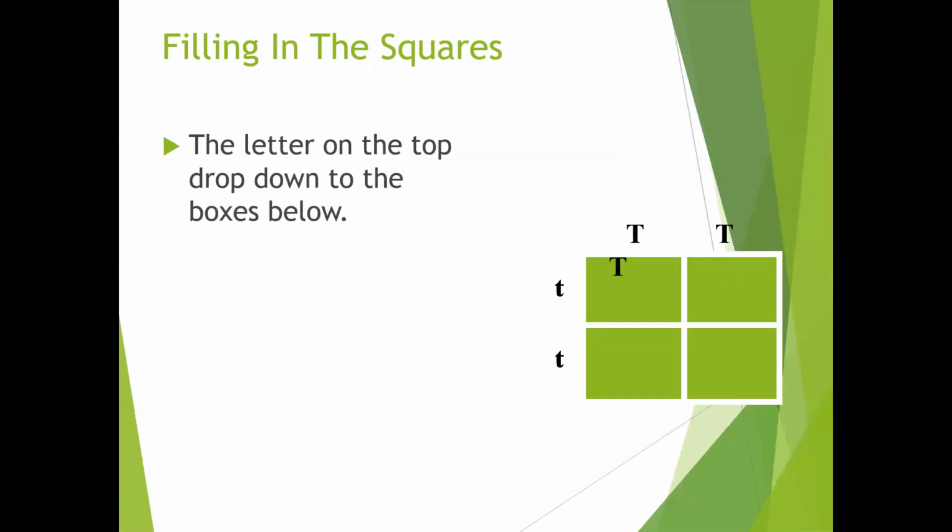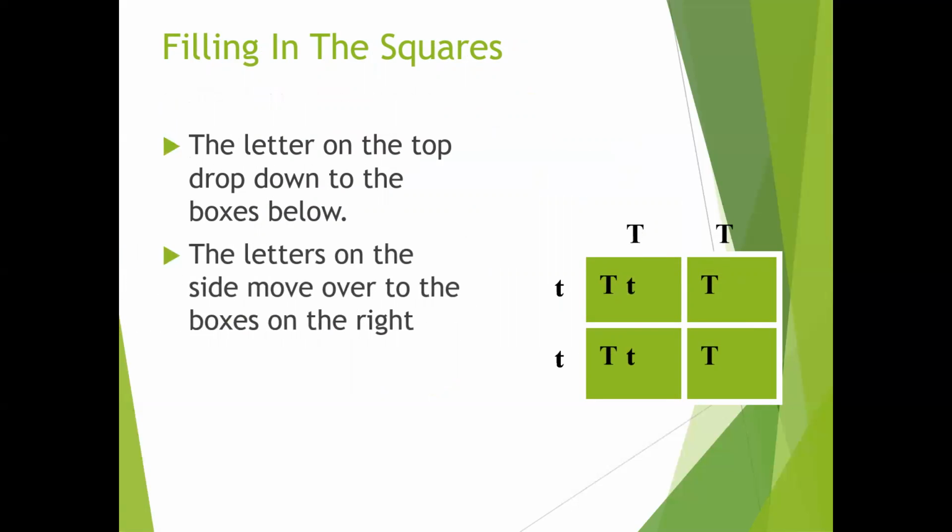So the letter on the top is going to drop down into the boxes below. You can kind of see the letters on the side are going to move to the right. So this right here is the Punnett square, and so you'll just draw a box and then 2 lines, so you get 4 small boxes.